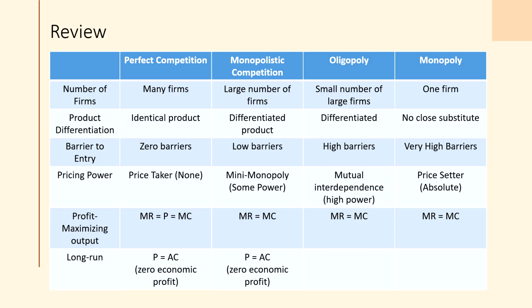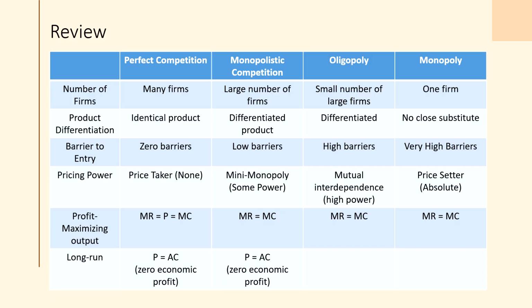Now let's compare the four market structures we have studied. Perfect competition has many firms, identical products, no barriers to entry, and no pricing power. Monopolistic competition has many firms with differentiated products and low barriers to entry. Firms have some pricing power because products are unique. Oligopoly has a small number of large firms, usually with high barriers to entry. Products may be identical or differentiated.